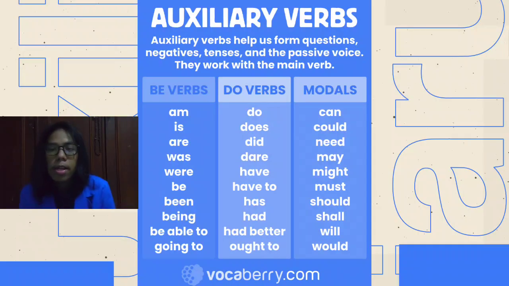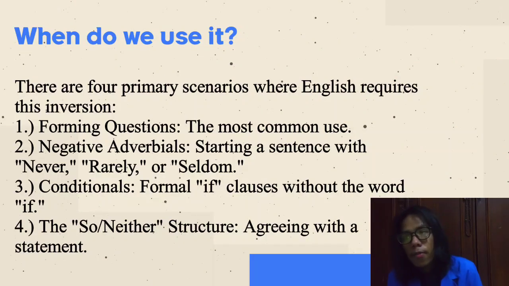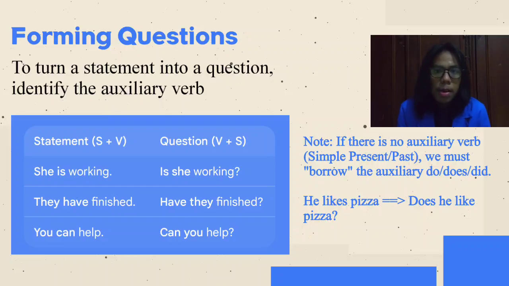Okay, so these are the auxiliary verbs in English. They are the be verbs, do verbs, and modal verbs. So when do we use the auxiliary verb? We use it in four primary scenarios. First, forming questions. This is the most common. Second, negative adverbials, with sentences starting with never, rarely, or seldom. Third, conditionals, to make the conditional sentence formal, if clauses without the word if. And the last is the so or neither structure, agreeing with a statement. You can see more clearly in this.